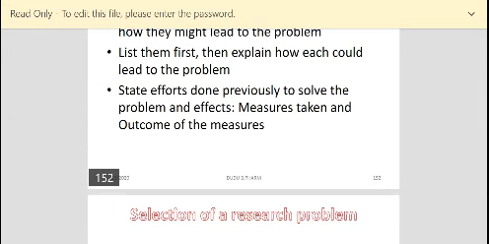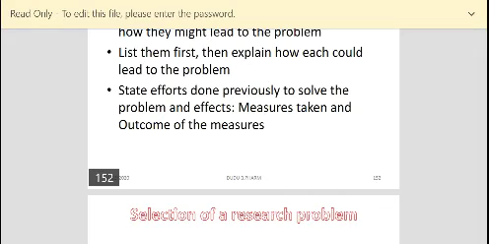Then state effort done previously to solve the problem and the effects. When we say state effort done previously to solve the problem and the effects, the second step after the problem statement is the literature review. You cannot have a clue of what happened previously if you're not going to review, to read previous research findings, articles, theories.